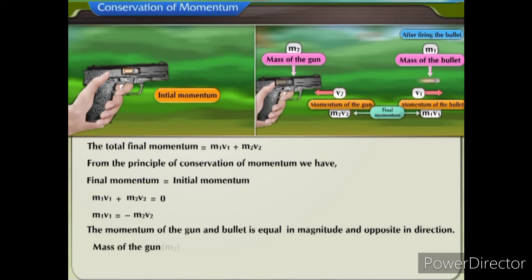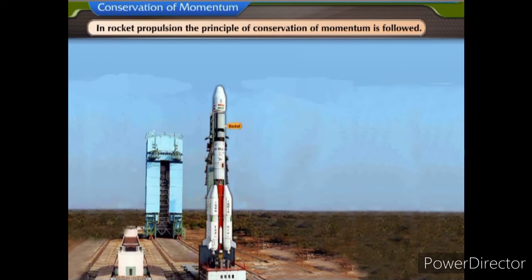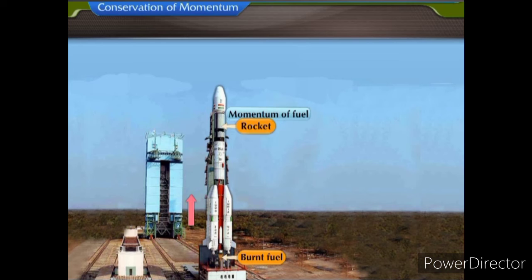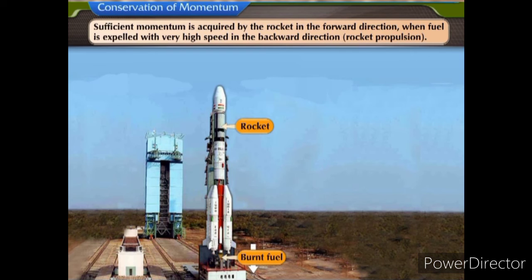As the mass of the gun, that is m2, is greater than the mass of the bullet, that is m1, the velocity of the gun v2 is very small as compared to the velocity of the bullet v1. In rocket propulsion also, the principle of conservation of momentum is followed. Rockets expel burnt fuel in the backward direction with a very high velocity, which pushes the rocket in the forward direction. So the momentum of the rocket and the fuel are equal in magnitude and opposite in direction. Fuel is expelled with very high speed. Therefore, sufficient momentum is acquired by the rocket in the forward motion.